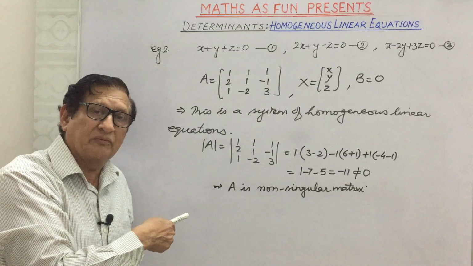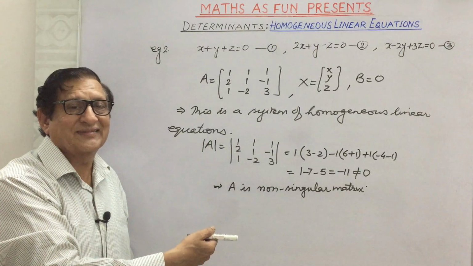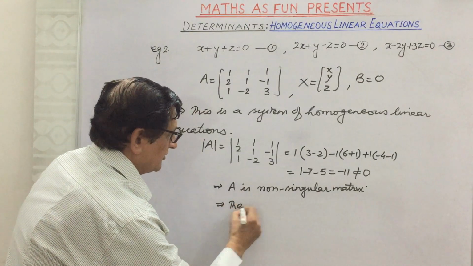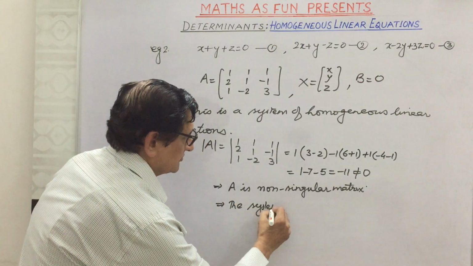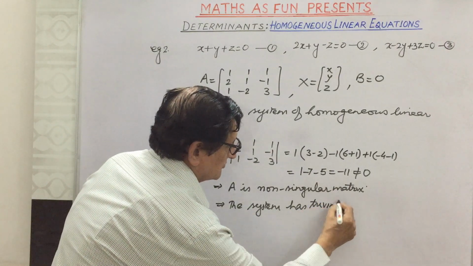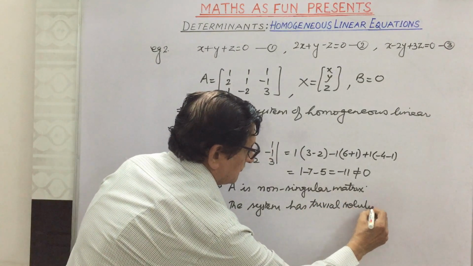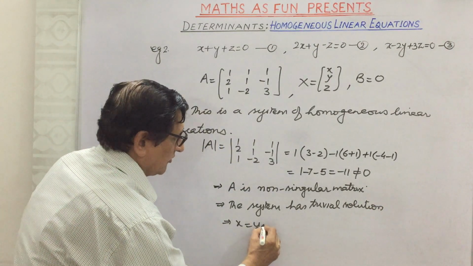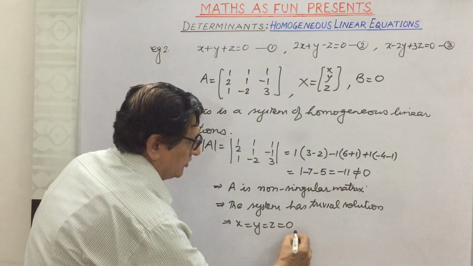And if it is non-singular matrix, then the system has trivial solution. This implies the system has trivial solution, and that is x equal to y equal to z equal to 0.